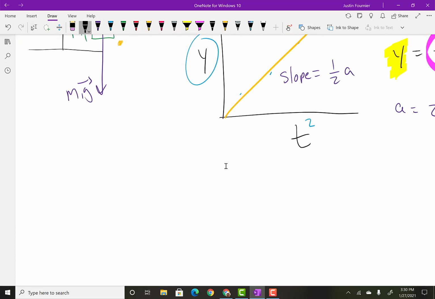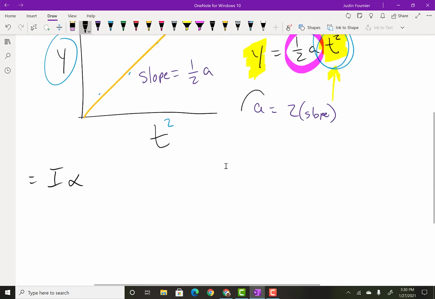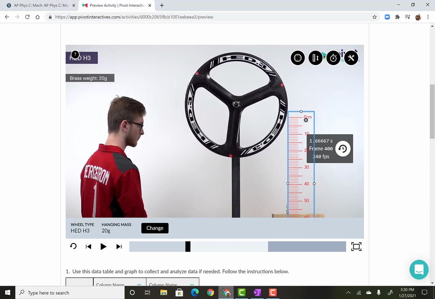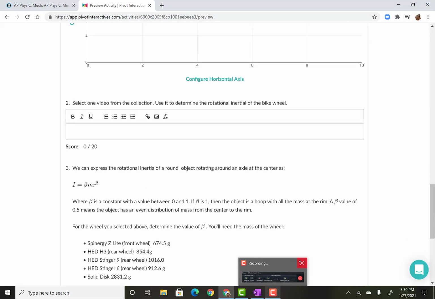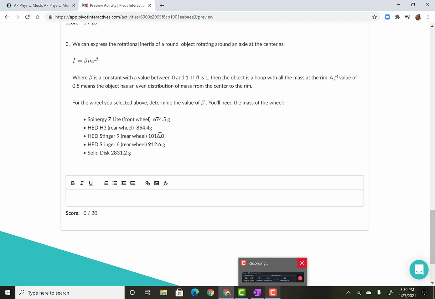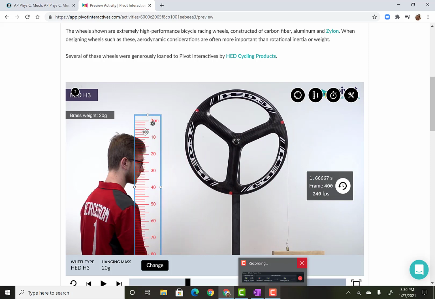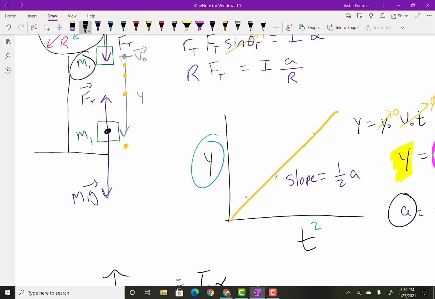Now I'm going to go back into torque net equals I alpha, knowing I have a. They told me the hanging mass, in the case that I used right here, it was a 20 gram mass. And I also know the mass of the wheel, it's right here. You can use a different trial if you wanted to, it doesn't matter. And then I could also get the radius of the wheel. Boom. I'm not going to go into any of that. That'll be for you to do. But I wanted to show you that.